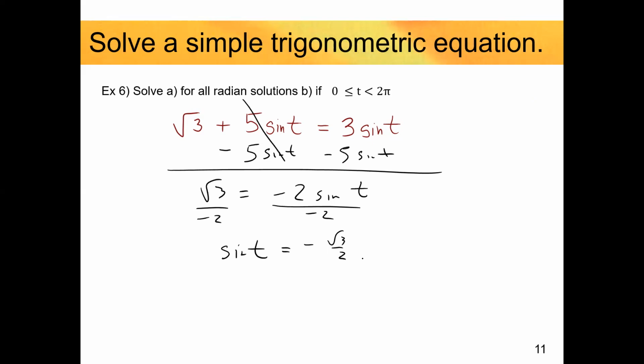Be very careful in the homework whether you're in degrees or radians. So off the unit circle, can anybody give me the radian angle measurement when sine is -√3/2?